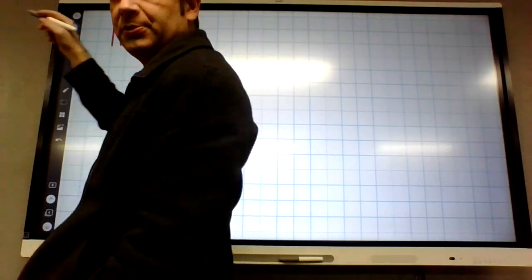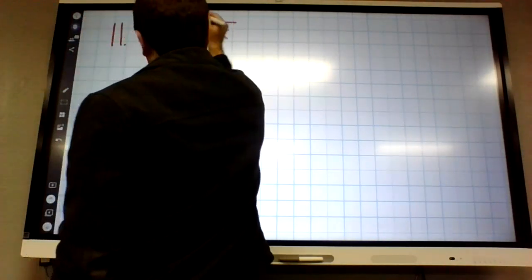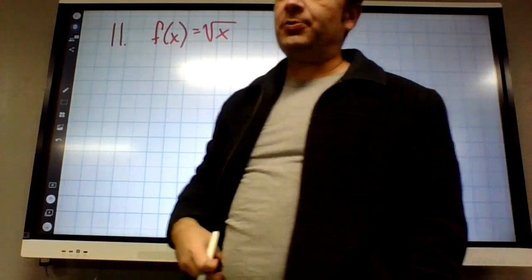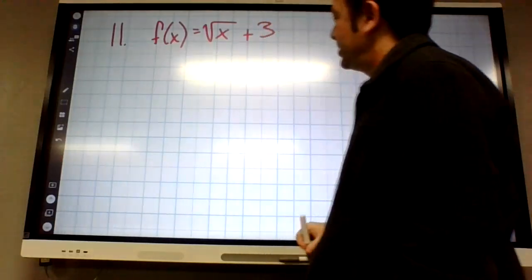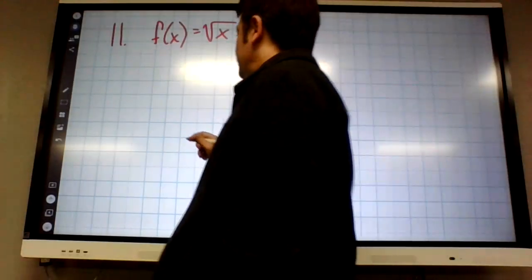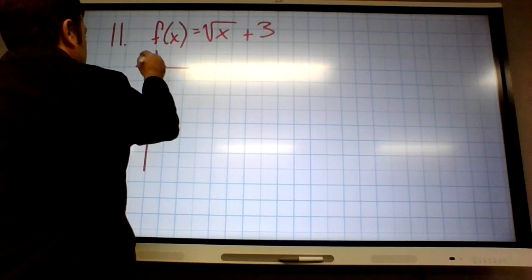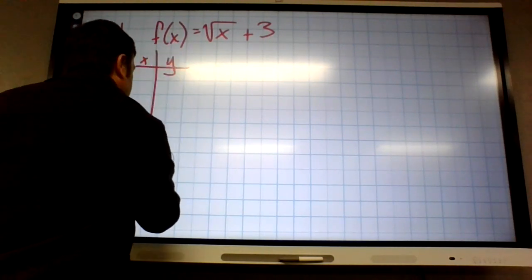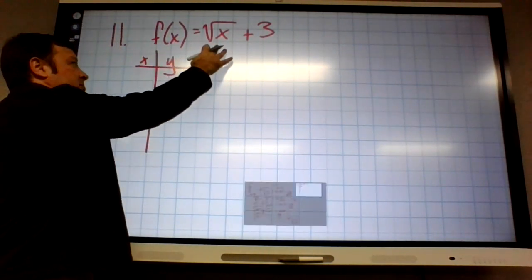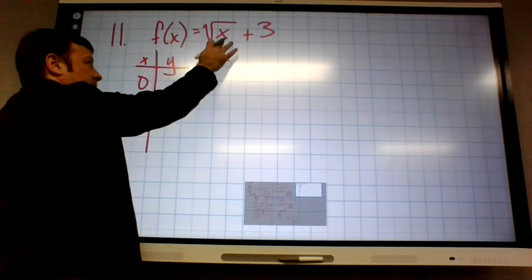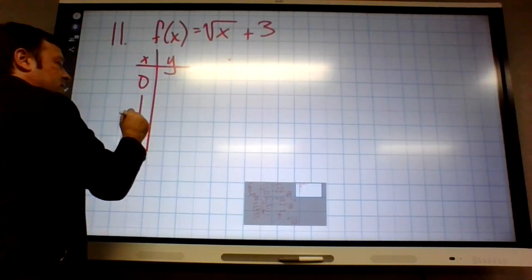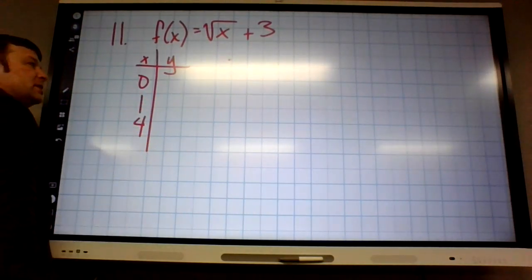F of x equals square root of x plus 3. Oh, on 11 it says x to the 1/2, which meant what? Square root. So I'm just going to write it like that. What do you guys think the 3 is going to do to the graph? I'm going to move it up 3. What might be some good x values for us to plug in on this one? Same ones, because we're just doing square root of x. So 0, 1, and 4.